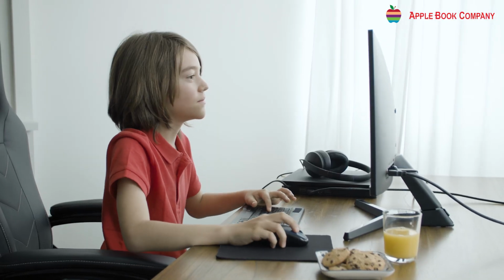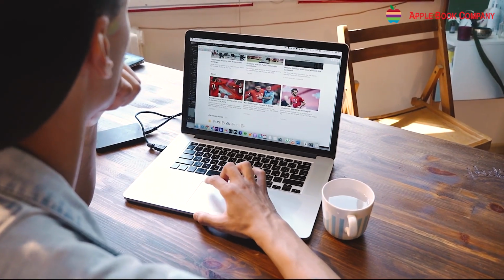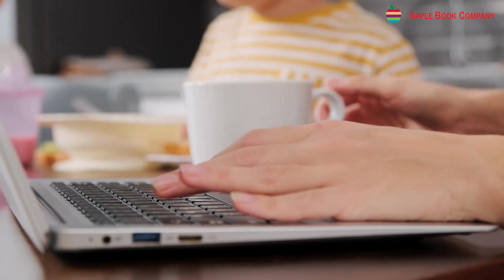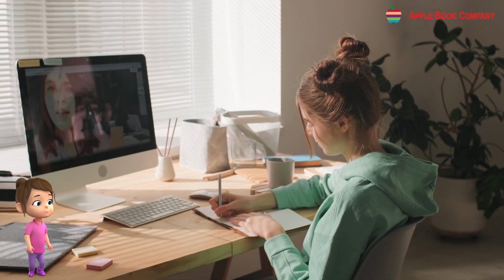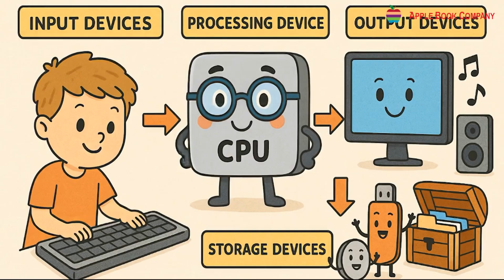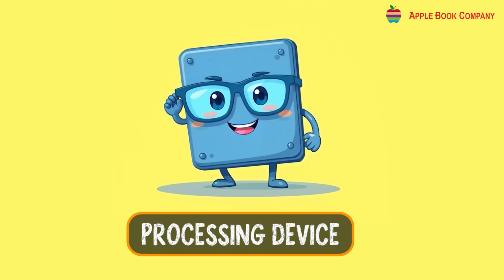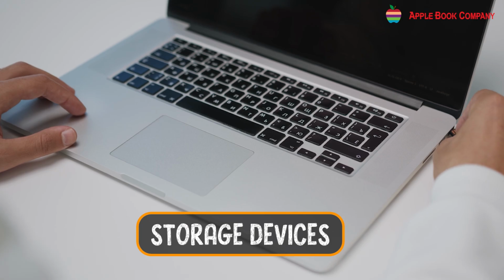A computer is made up of different parts that work together. These parts help the computer show pictures, type letters, and do many other tasks. Each part has its own job to make the computer work. These parts can be divided into 4 main categories: input devices, processing device, output devices, and storage devices.